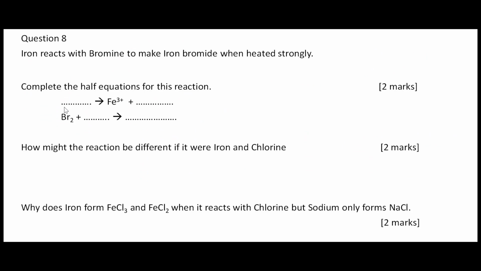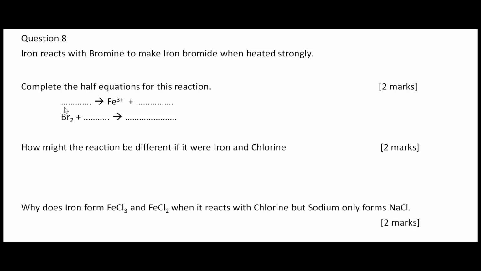Okay guys, I hope you're not getting bored with me at the moment, but it's really good practice for you to have a go at these questions. The more confident, the more comfortable you become with these questions, the better you'll do in your exams. So take a look at question 8. Question 8 tells us that iron reacts with bromine to make iron bromide when heated strongly. I'm going to ask you to pause the video and have a go at these 3 questions. You've got to complete some half equations and then look at the next 2 questions, and then hit play when you're ready to go through the answers.